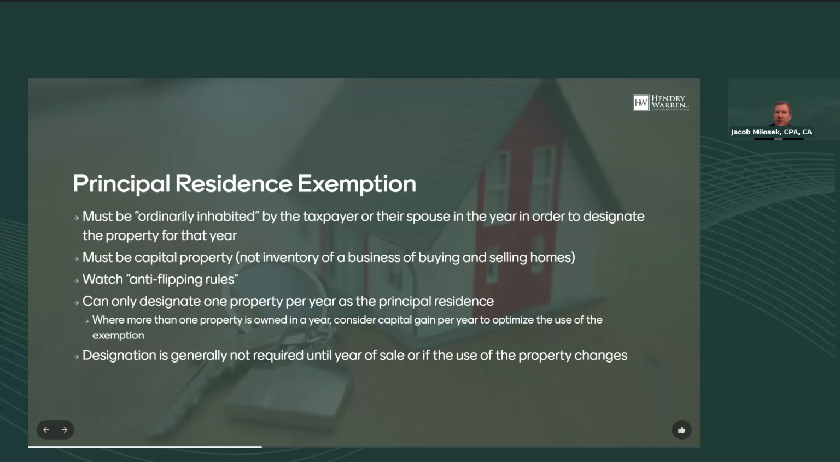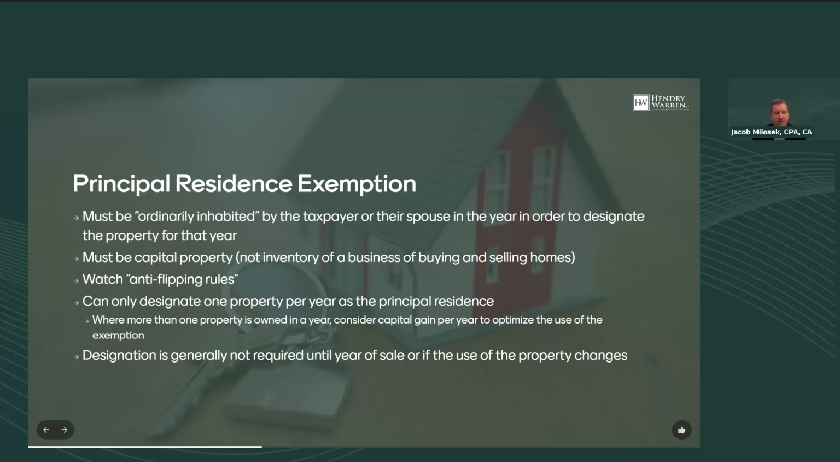A similar rule was introduced for 2023 called the anti-flipping rules. And basically what these rules say is that if you buy your home and you sell it within 365 days, generally, not only are you not going to be able to claim the principal residence exemption, but what you thought might be a capital gain and only 1/2 taxable is now going to be fully taxed as ordinary income.